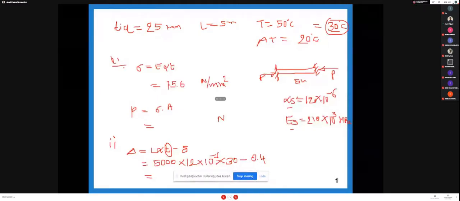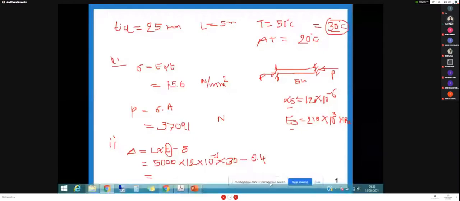Okay, so this will be in Newton because your stress is Newton per unit square. So only one student has given an answer here. The remaining students are still not doing this example. I know. I request all of you to do it.